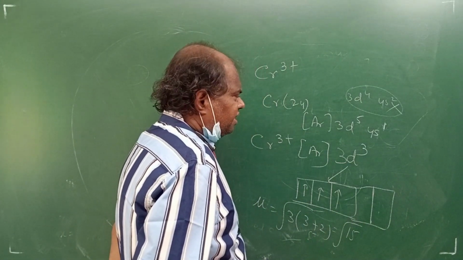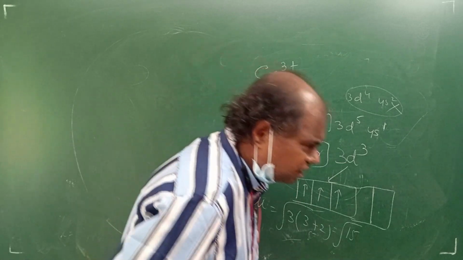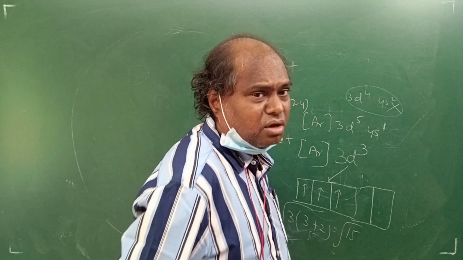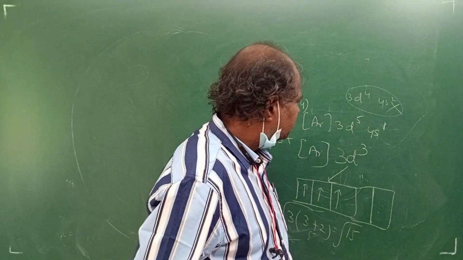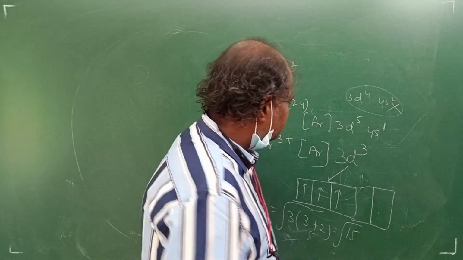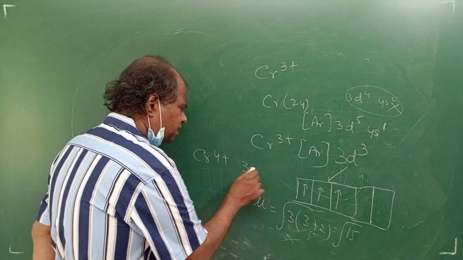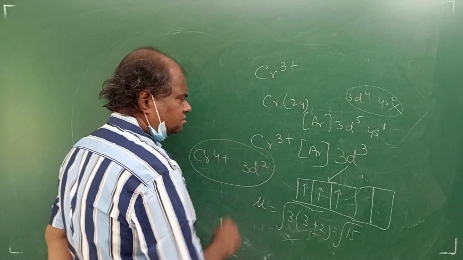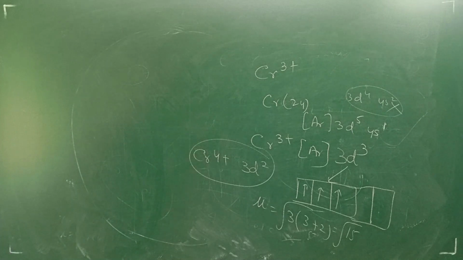So I hope students you are getting an idea now. It's easy only. Again I repeat, you have to remove from the S orbital first, then you remove from the D orbital. Suppose the same thing was chromium 4 plus. Then what could you have done? 3d2 you could have done, right?